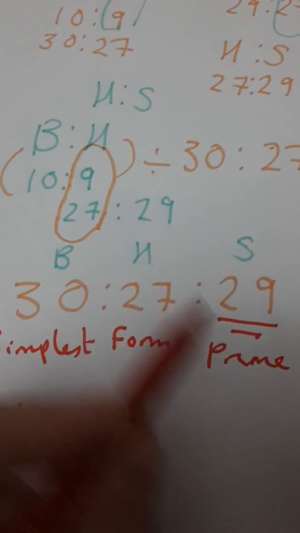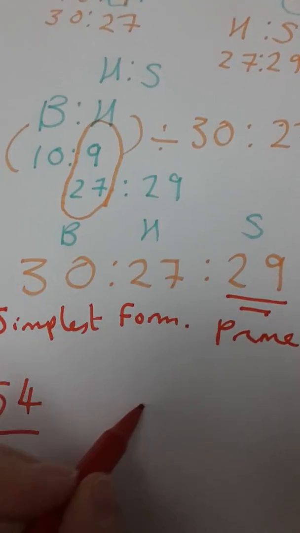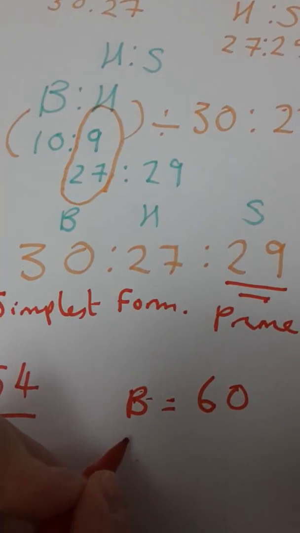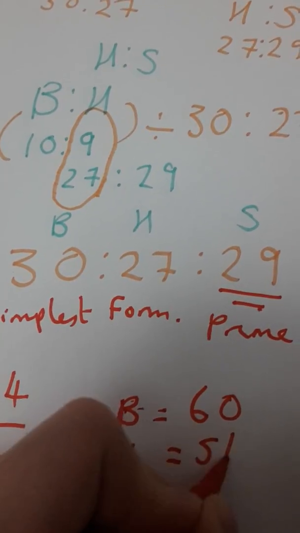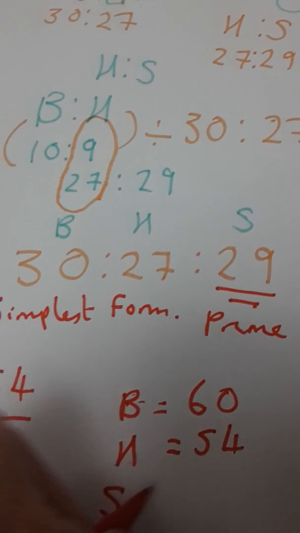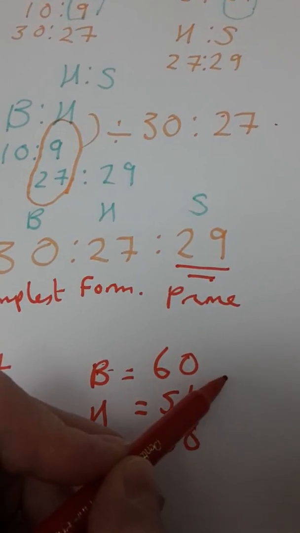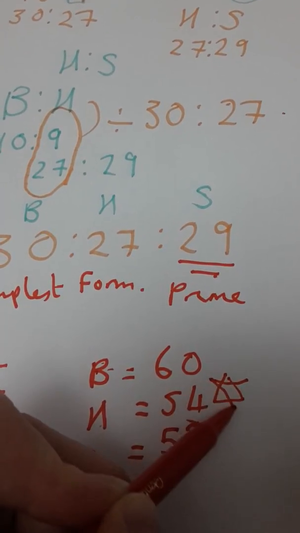So actually, their real ages are double this. So his brother is actually 60, he is 54, and his sister is going to be 58. And this is the number that we wanted to know for our full marks.